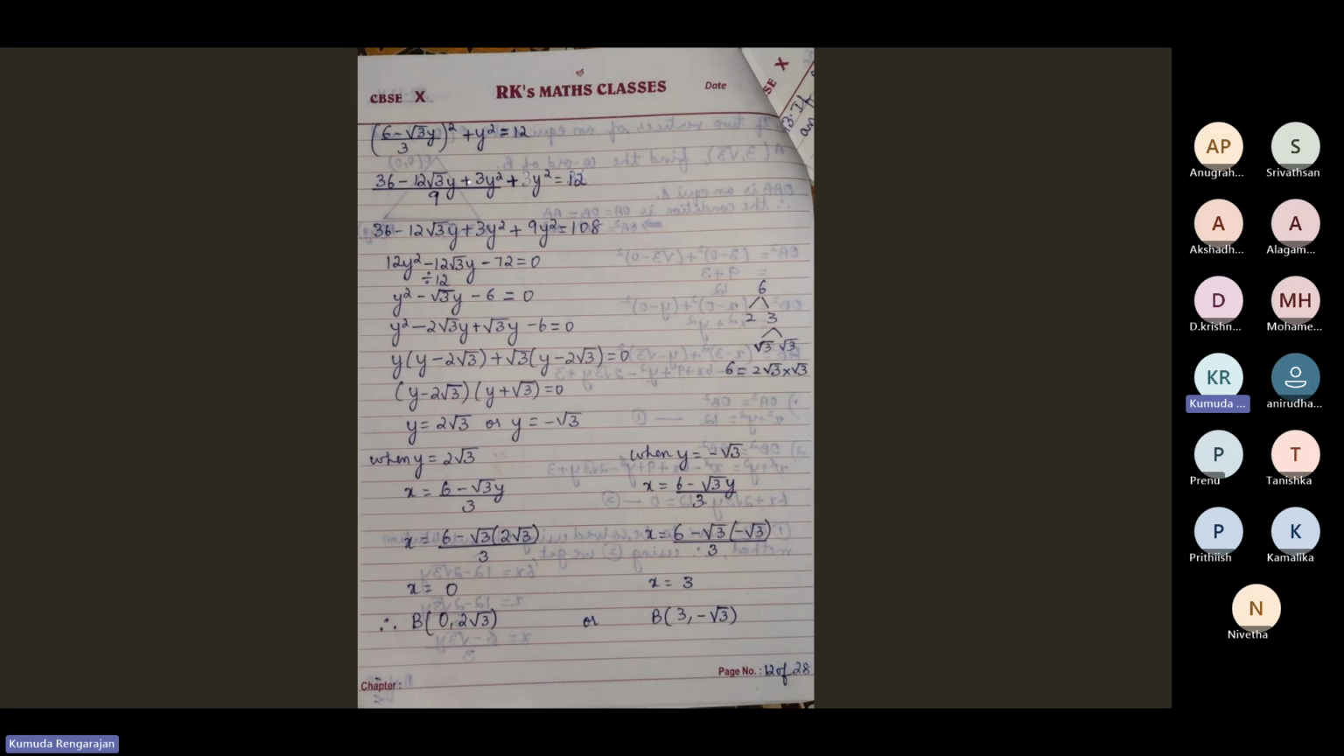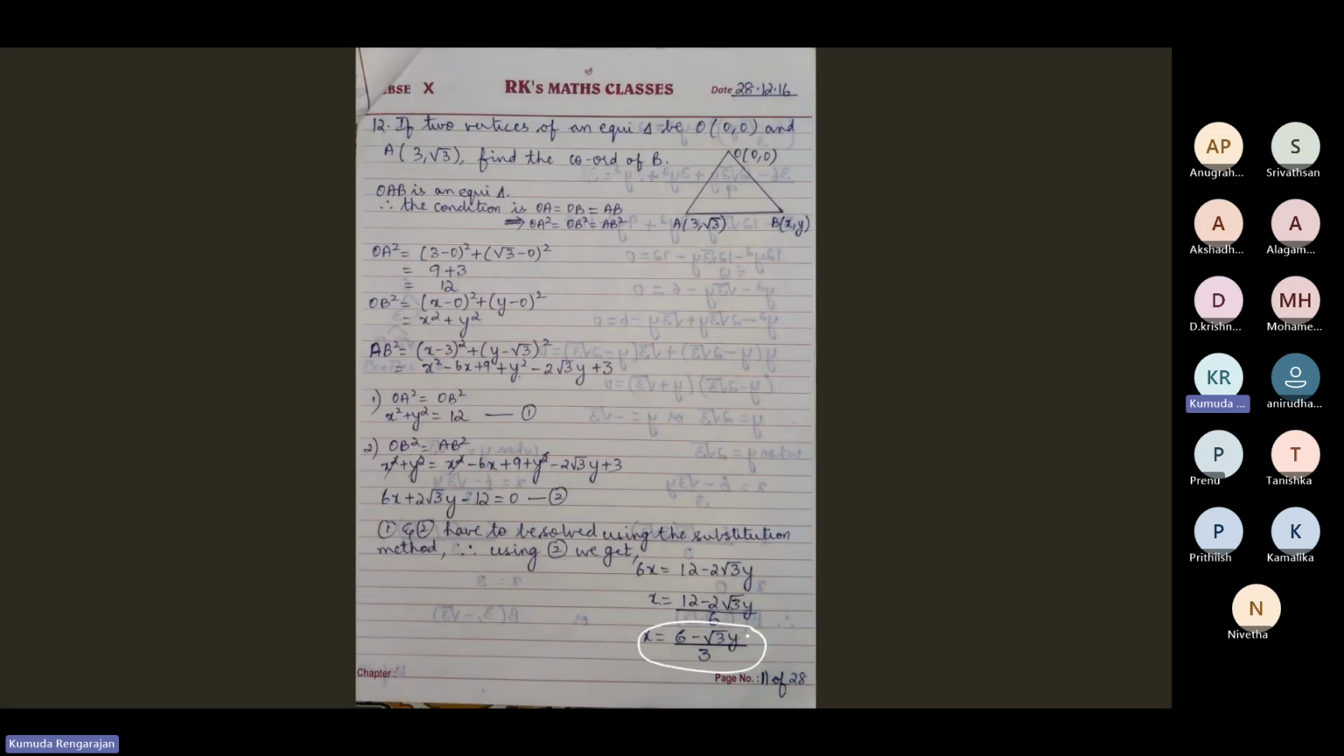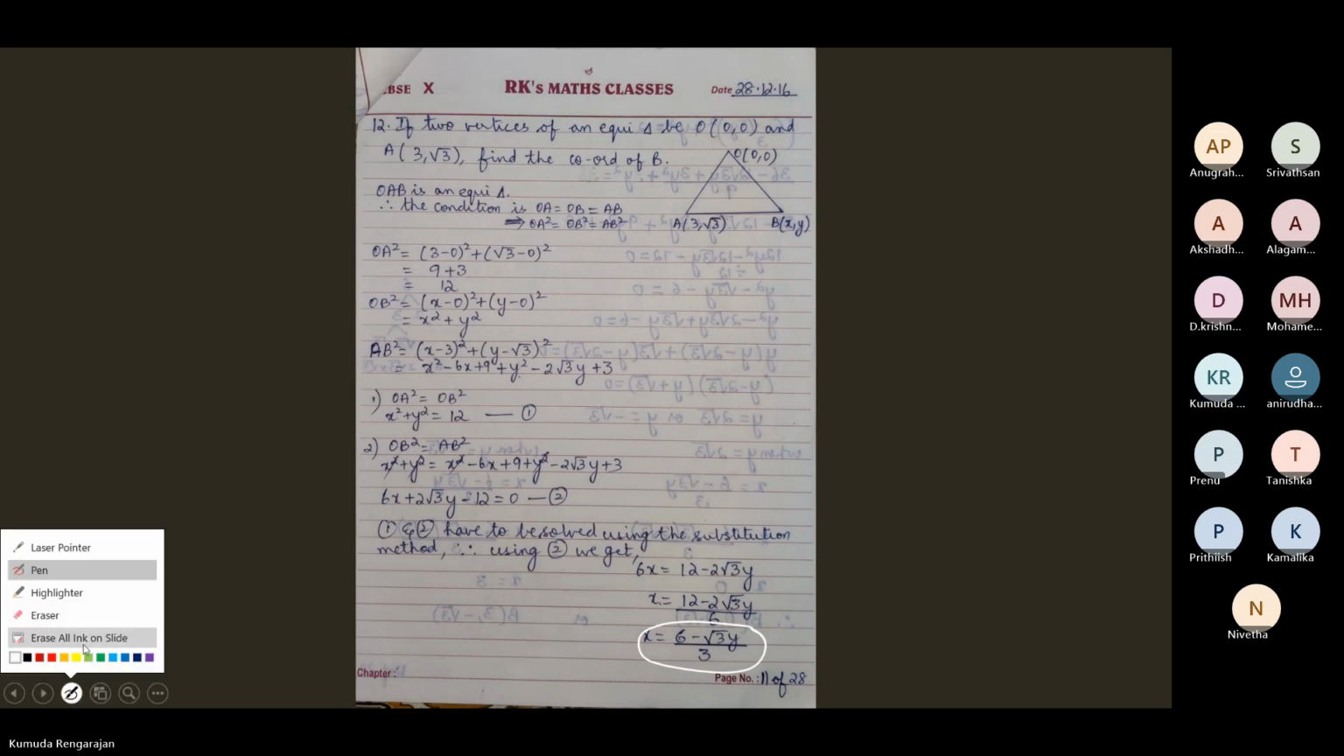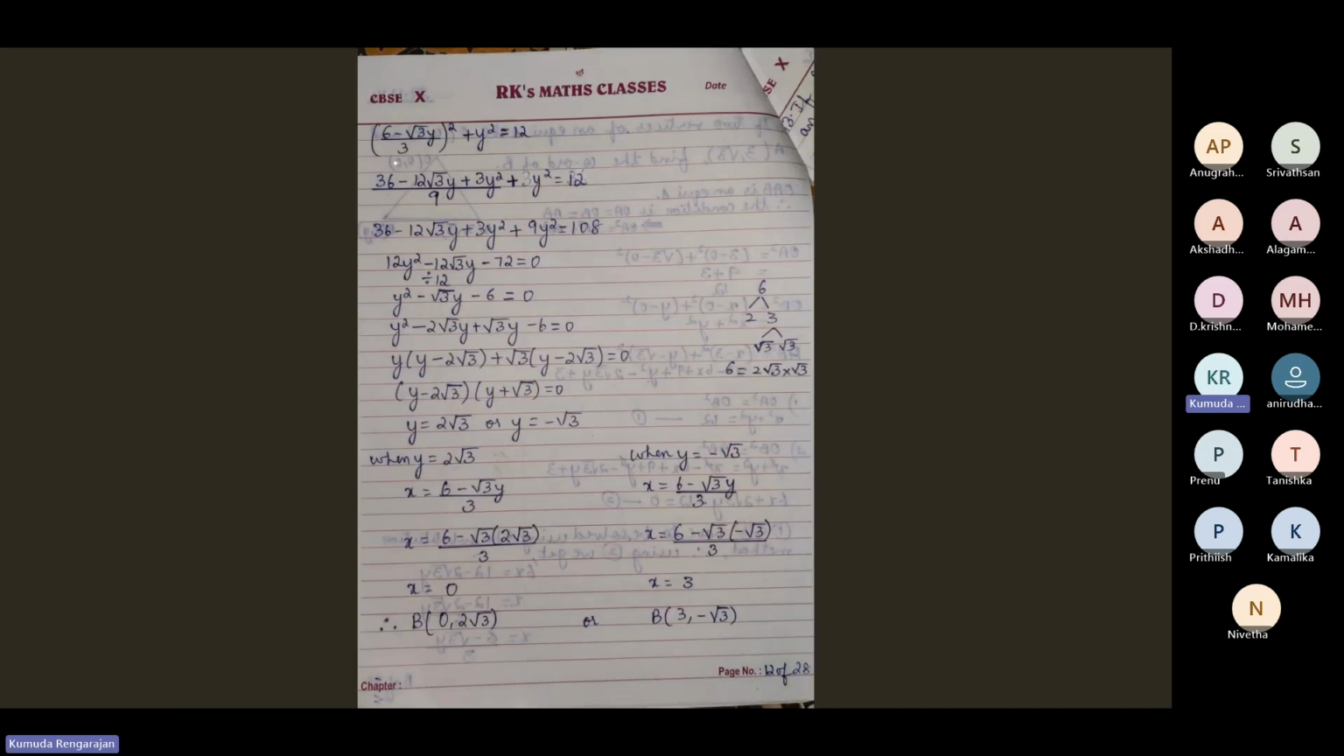You see here, substitute that. This is from the second equation, so substitute this in the first one: x squared plus y squared is equal to 12. This is nothing but (6 minus root 3y) the whole square. Expanded, a minus b the whole square is a squared minus 2ab plus b squared, divided by 3 squared, which is 9, plus y squared is equal to 12.